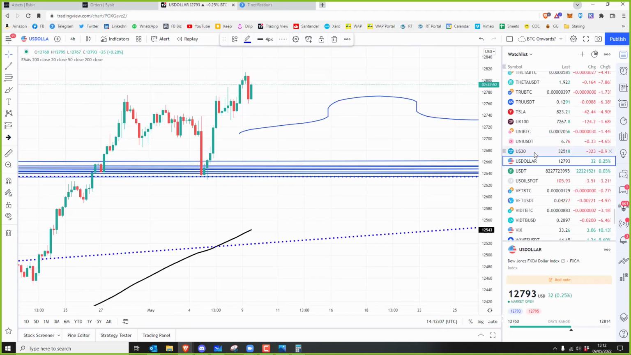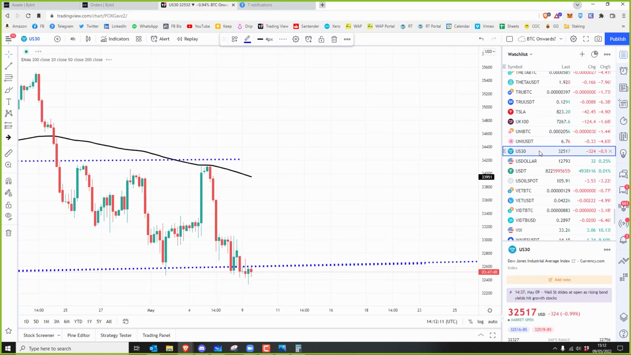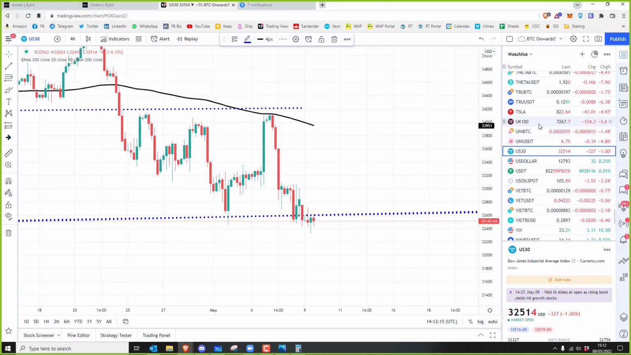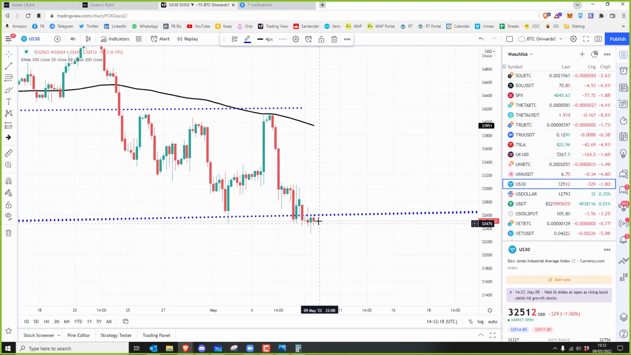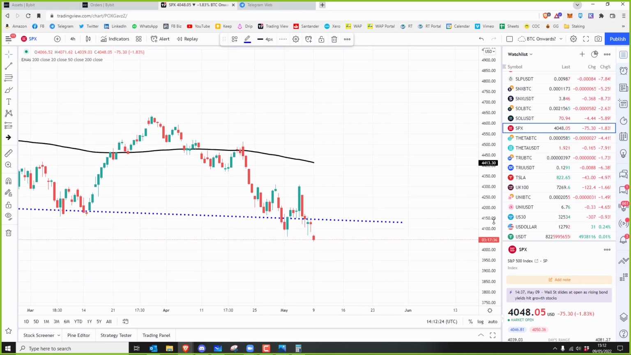Dollar, yeah, it's still going up. FTSE is continuing back down. Dollar, as in the Dow, still fanning around. Hasn't really reacted as I thought. I actually thought that the indices would gap down, like the S&P 500 has.